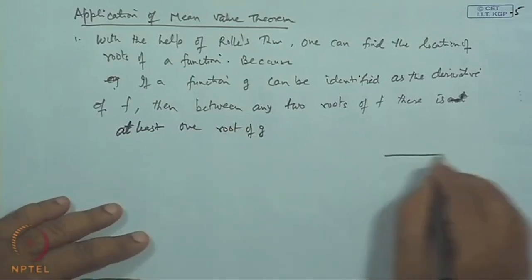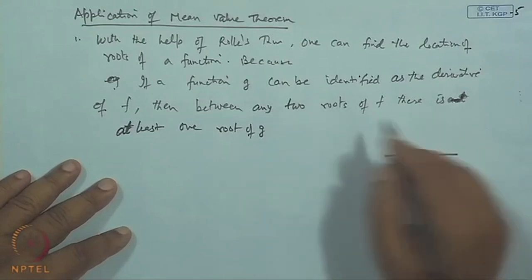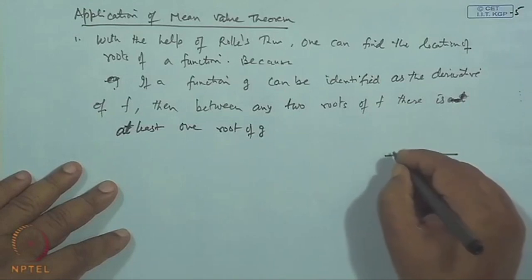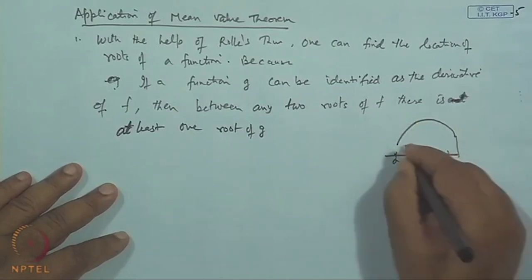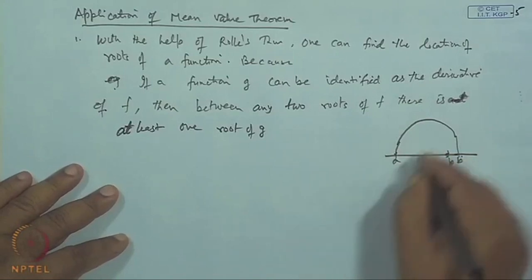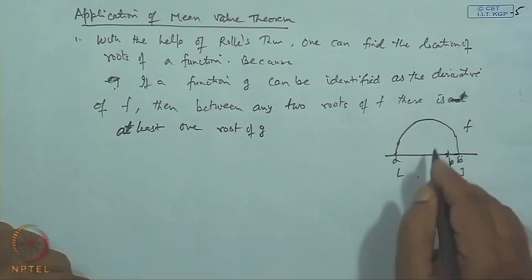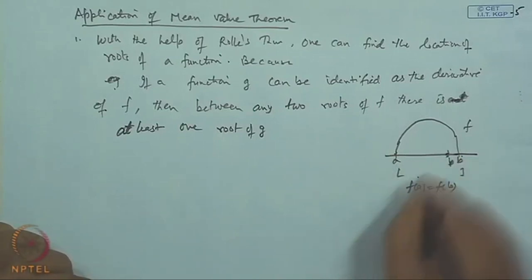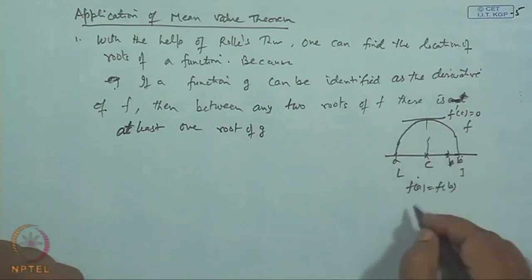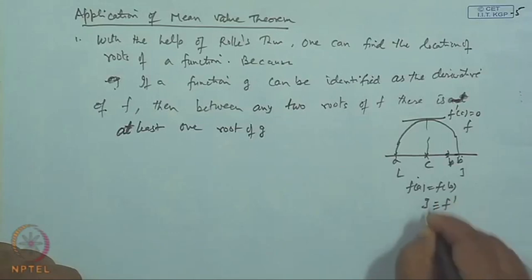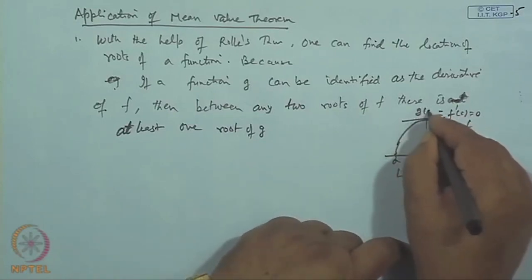Because what Rolle's theorem says is, if a function f is continuous over the closed interval a b and differentiable over the open interval a b, and at the points a and b both f of a and f of b are 0, then there exists a point c in between where the derivative f prime c is 0. It means, if g is a function equivalent to the derivative, then between any two roots of f there is a root of g, because this is equivalent to g of c. So, that is what it says.